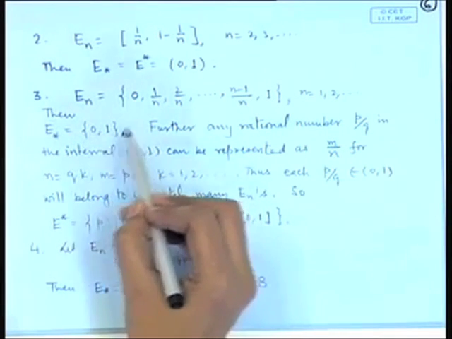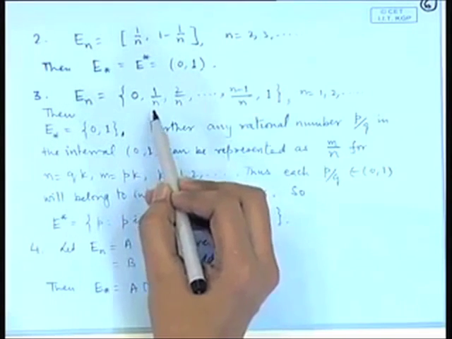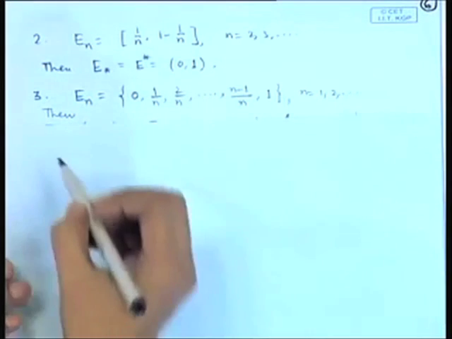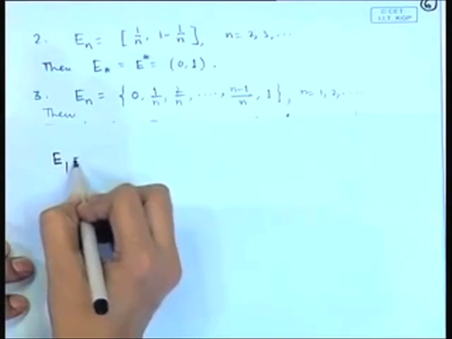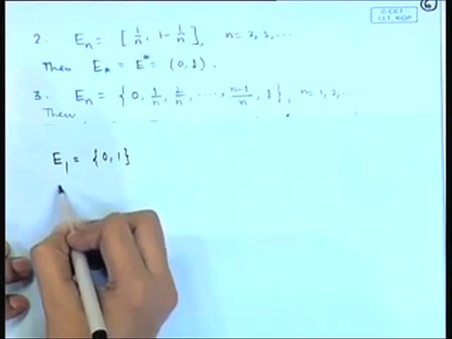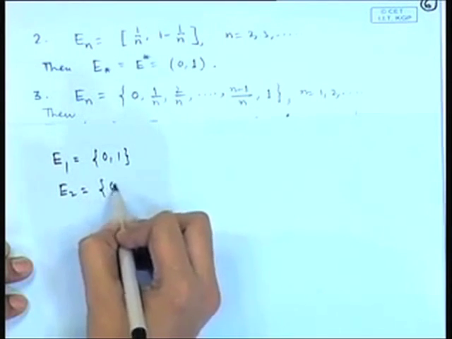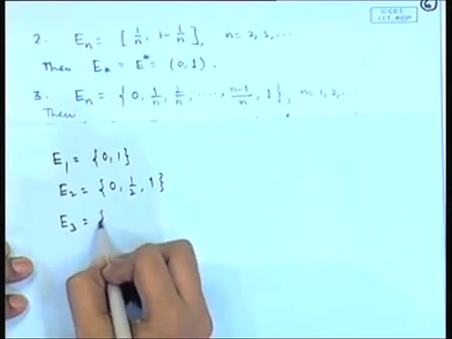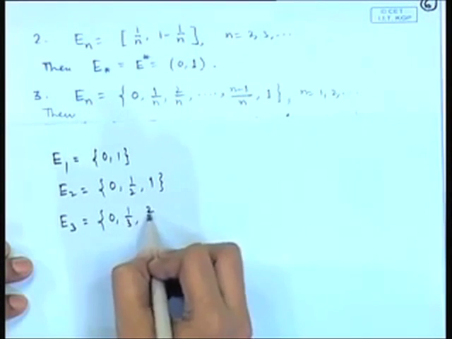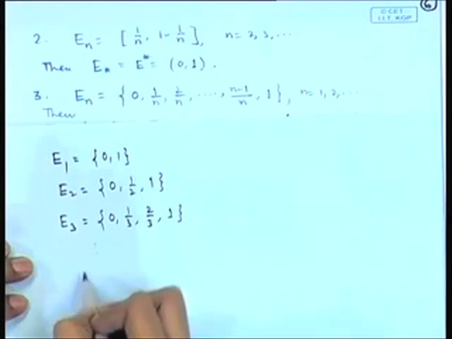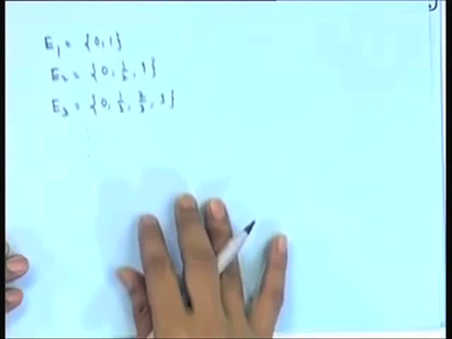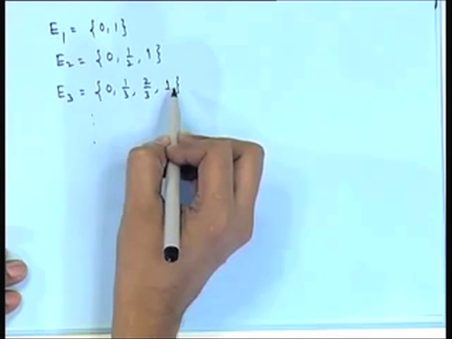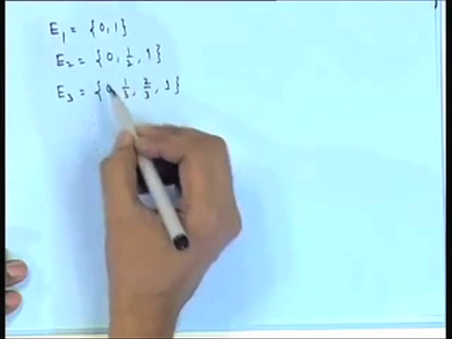This particular sequence can be explained like this. If we consider E1, then it is the set {0, 1}. If we consider E2, then it is the set {0, 1 by 2, 1}. If we consider the set E3, then it is equal to {0, 1 by 3, 2 by 3, 1}. Clearly, the points 0 and 1 belong to all the sets.